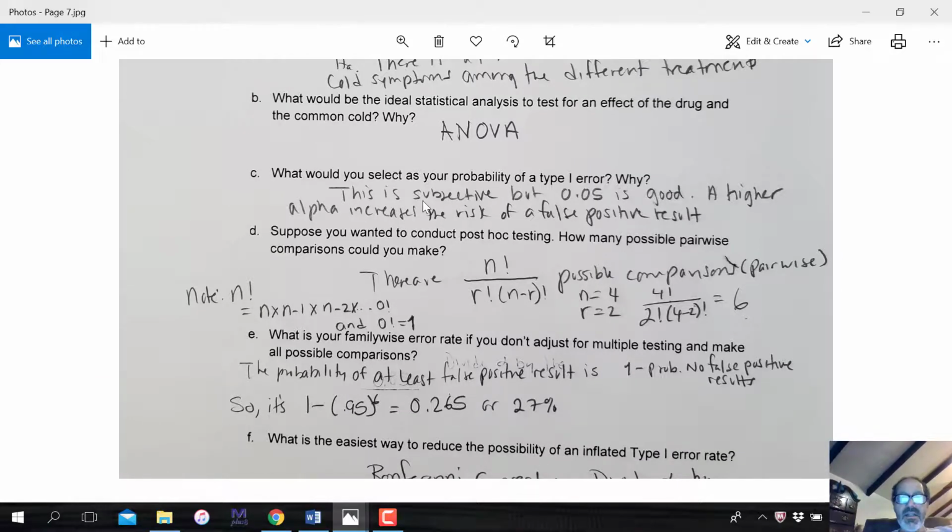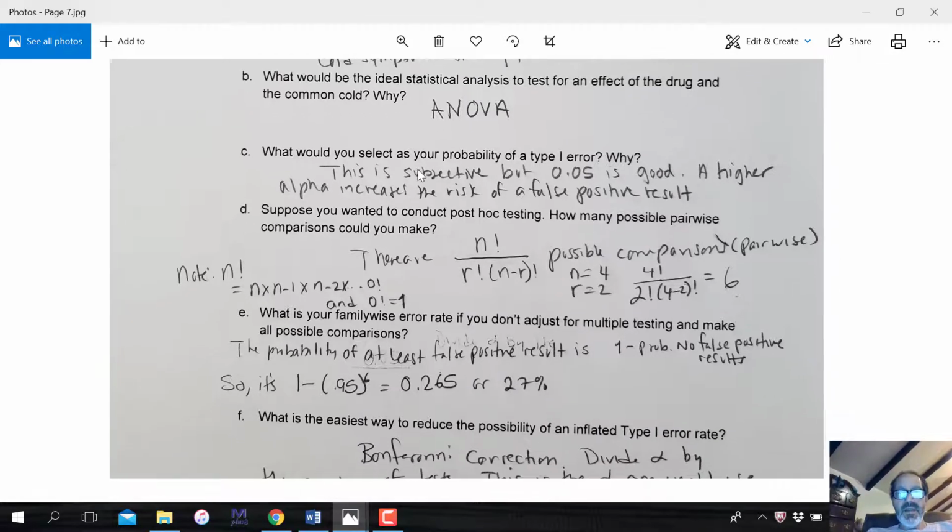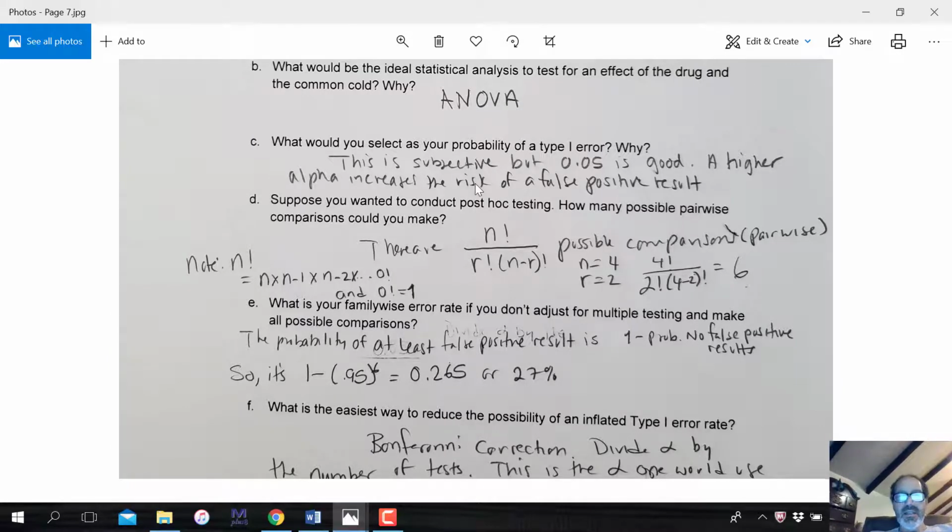What would you select for your probability of a type 1 error? That's, like I say here, subjective. Most people have this tendency to use a heuristic and they select 0.05. It depends. If you have a very small sample size, you can go higher. If there's some risk of making an error, like somebody could die, you usually go lower. So it depends. That's a power issue.